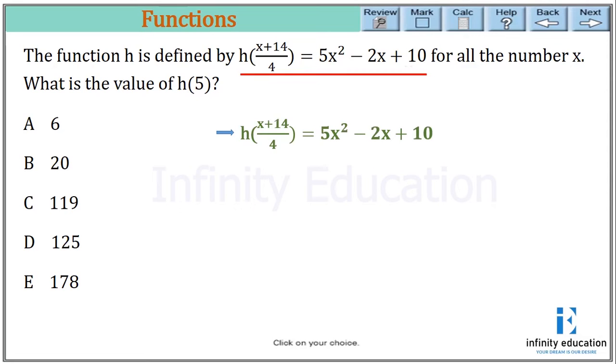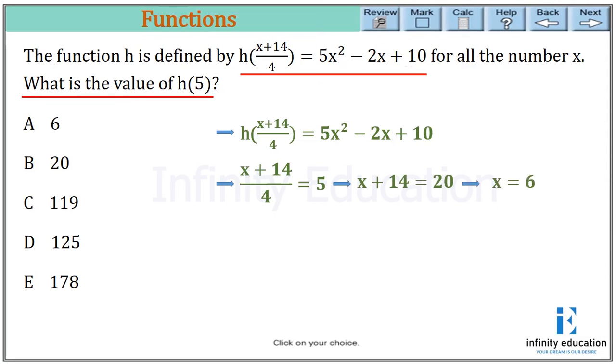Since the equation was given as h of (x plus 14)/4 equals 5x squared minus 2x plus 10, and I'm looking for h of 5, we have to check very properly that we are not putting the value x equals 5. We have to design it such that (x plus 14)/4 is 5. Only then can we get the value of h of 5. So if (x plus 14)/4 equals 5, then x plus 14 equals 20, so x should be 6. If we put x equals 6, only then can we have the value for h of 5.